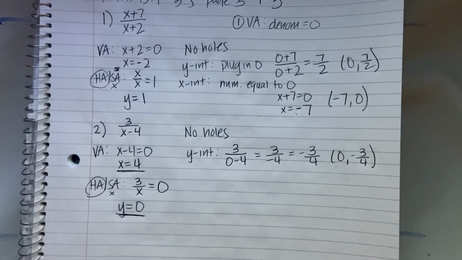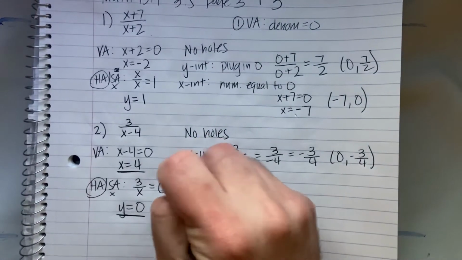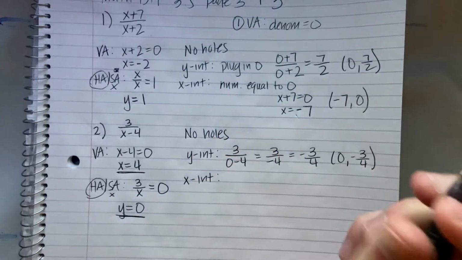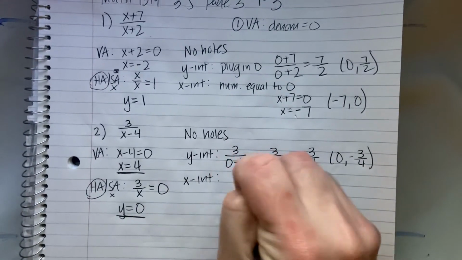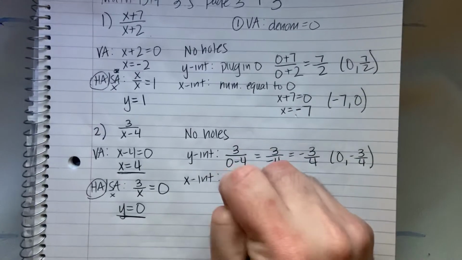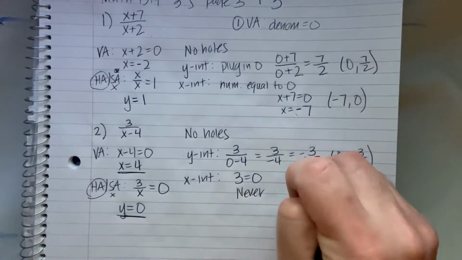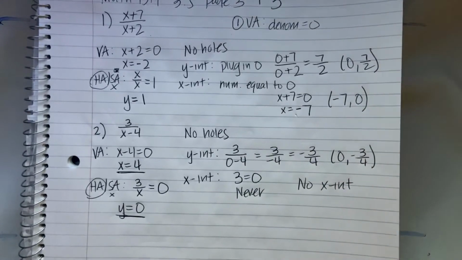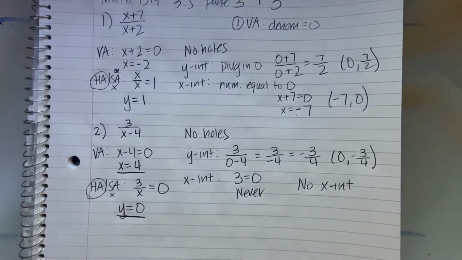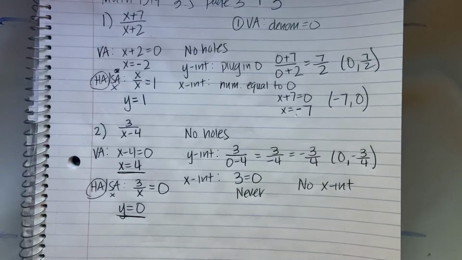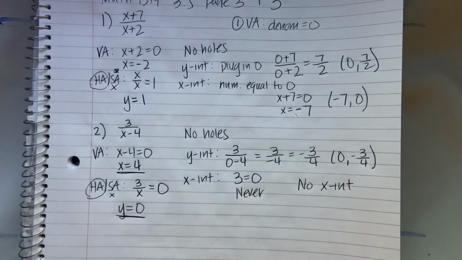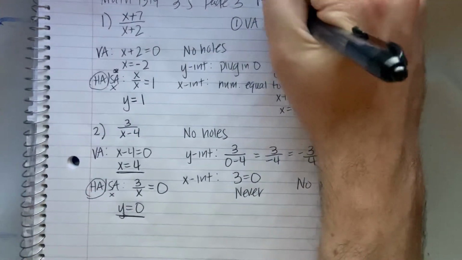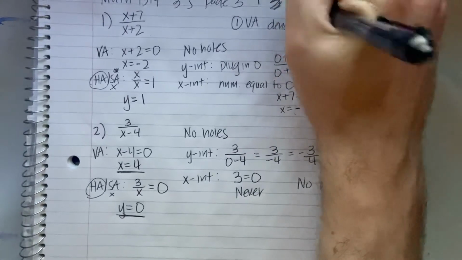So we've got that. And then x-intercept, it says set the numerator equal to 0. Well, when is 3 equal to 0? Never. So we have no x-intercept. What that means is the graph never touches that axis. So there's number 2, and I'm actually going to change it from 1 to 3 to 1, 2, and 4.